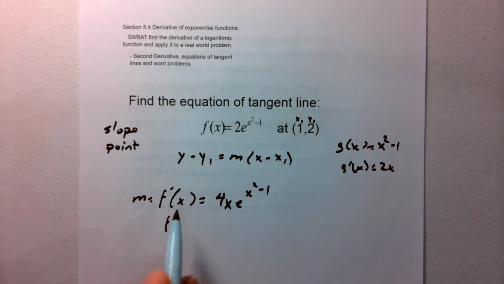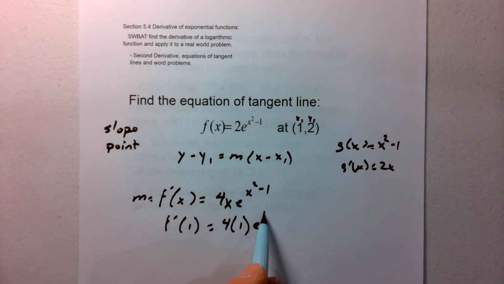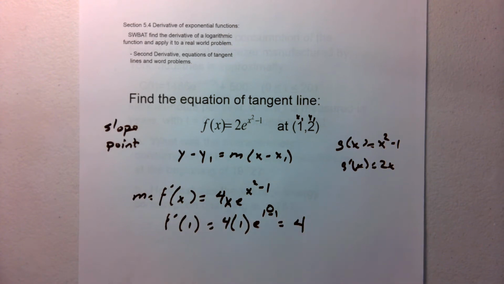So we find f prime of the x value, which is 1. So we have 4 times 1, e to the 1 squared, which is 1, minus 1. That gives me 4 times 1 times e to the 0. Anything to the 0 power is 1, so I have 4 times 1 times 1, which is 4. So my derivative at 1, or my slope, when x equals 1, is 4.